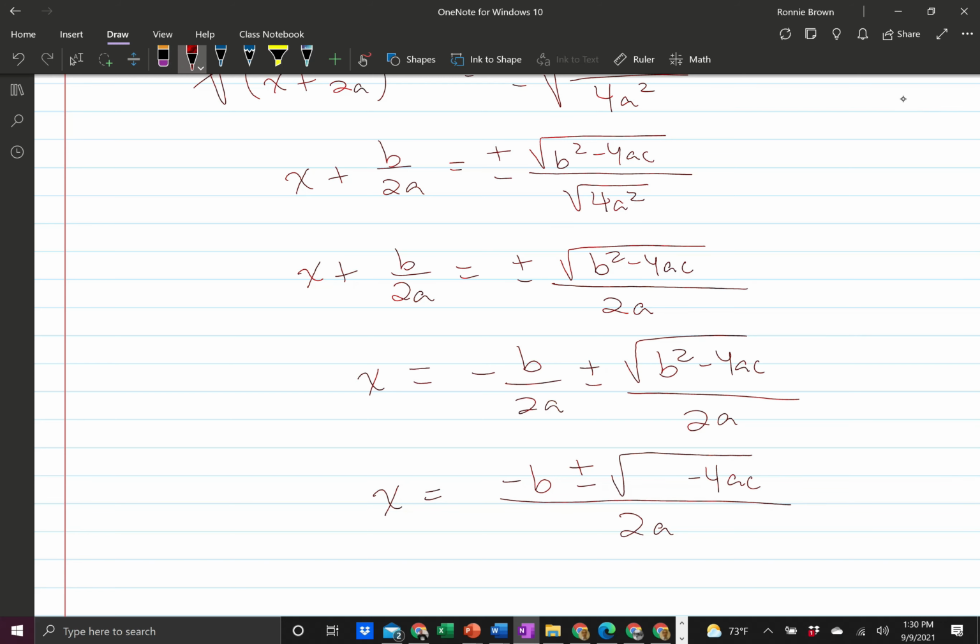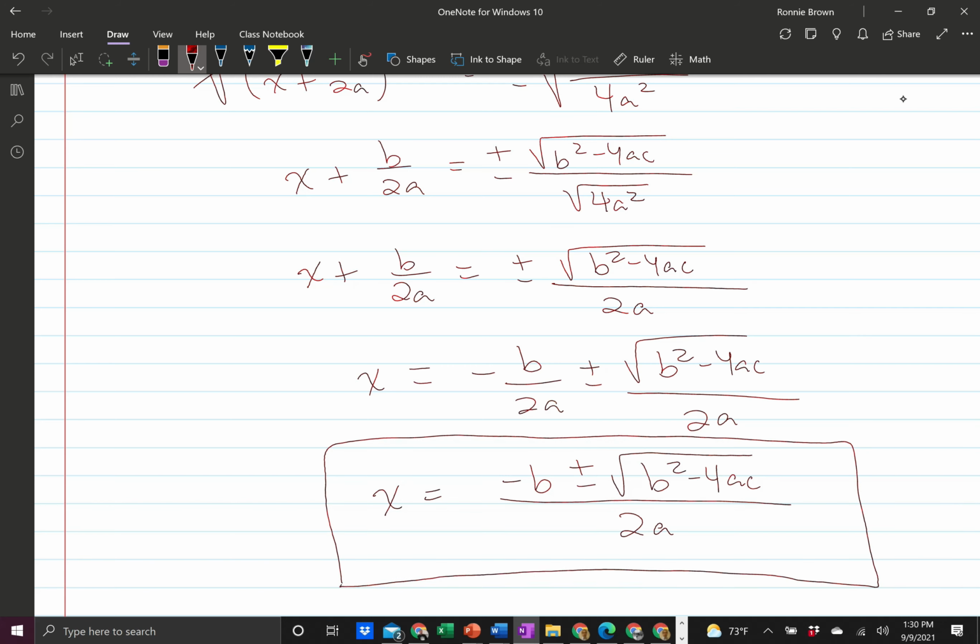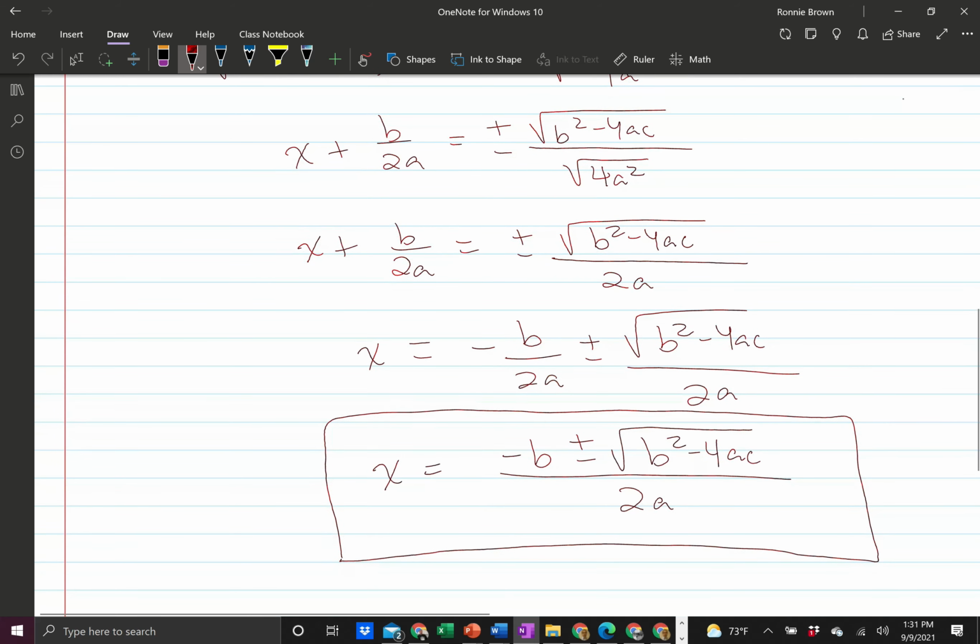and there it is. We've derived the quadratic formula, and this was achieved through using completing the square method and completing the square on the standard form of a quadratic equation, ax squared plus bx plus c equals 0.